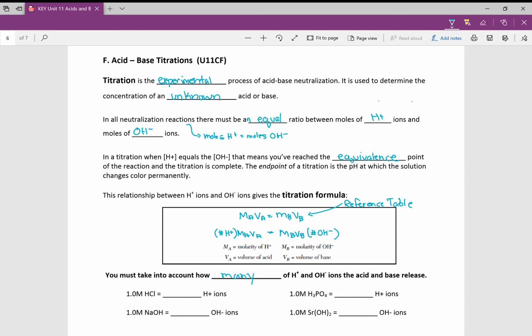So if we were back in school, we would be figuring out the percent of acetic acid in a solution of vinegar. And we would do that by using a specific concentration of our base. So we're going to go through the calculations related to this.